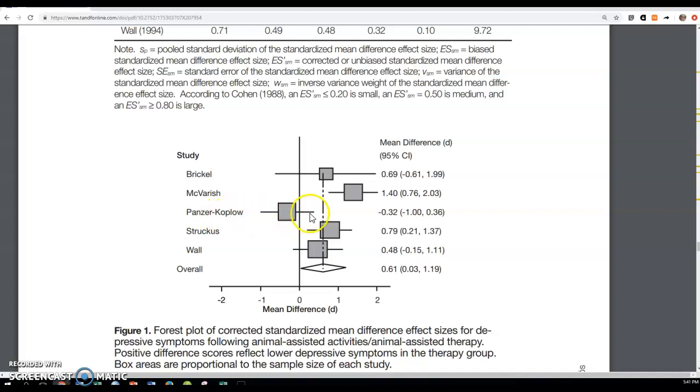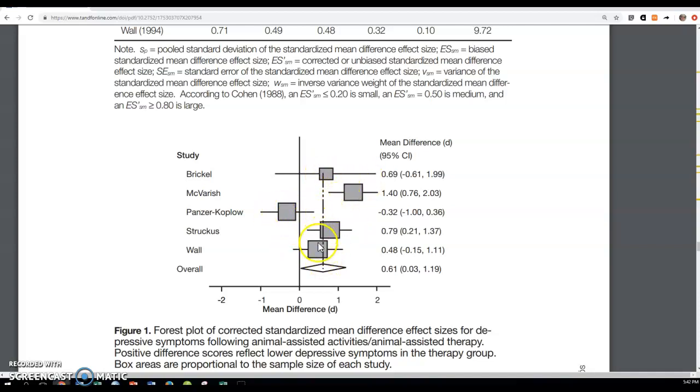Panzer-Kopflo, again, did not find a significant difference. That 0 is also in their confidence interval. What they did find is that their particular sample of those treated with the animal-assisted therapy scored worse somehow on the depressive symptoms than the control group. Struckus also had a significant result. Wall did not. So you really have 2 of the 5 studies finding a statistically significant result, one that was kind of the opposite of the other studies.